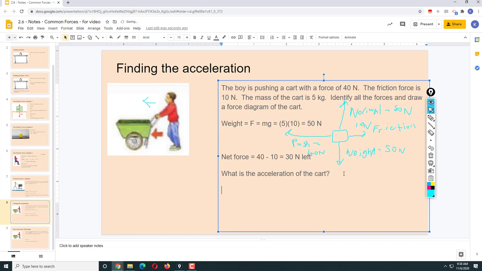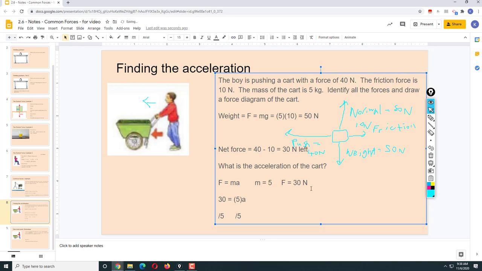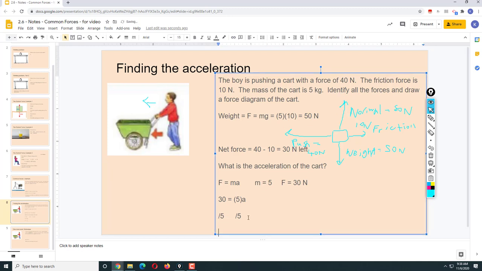Once we know the net force, we can find the acceleration. F equals ma. M is 5. The net force is 30 newtons to the left. So 30 newtons is equal to 5 times a. We divide both sides by 5, and we get 6 equals a. So the acceleration is 6 meters per second squared to the left, because the net force is to the left.